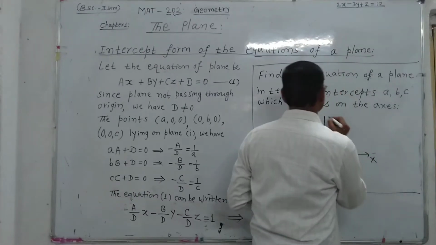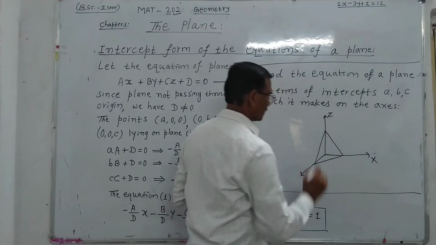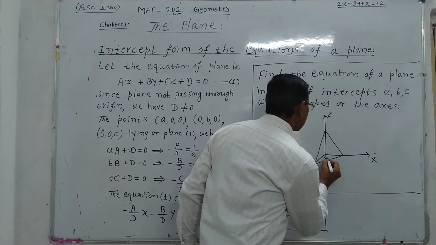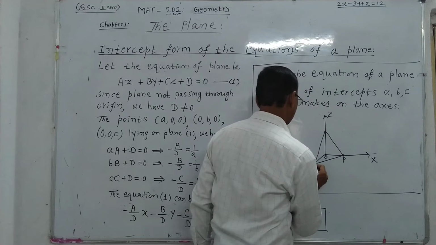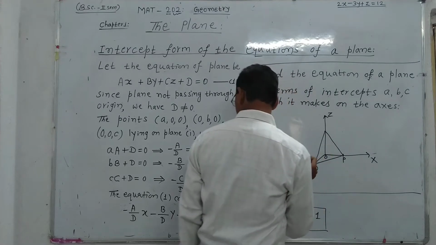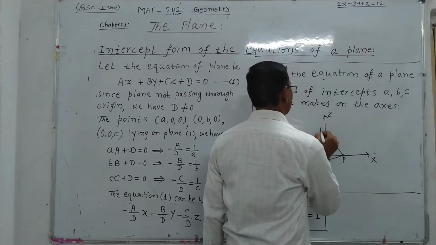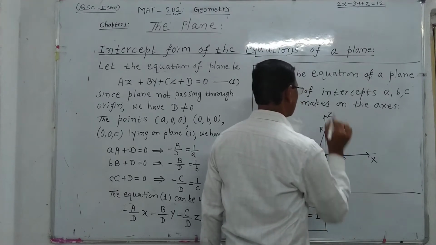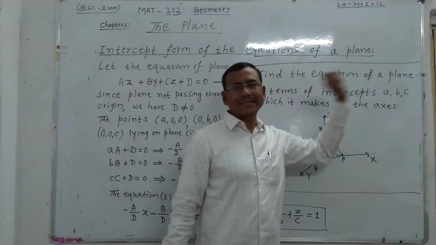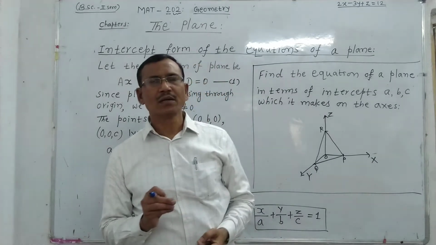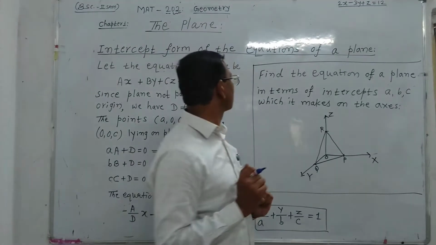Suppose this is x-axis, z-axis, this is the y-axis. Then if this is the origin O, this point is P, Q and R. The intercepts are given as a, b, c. That means x-intercept is a, y-intercept is b, and z-intercept is c.